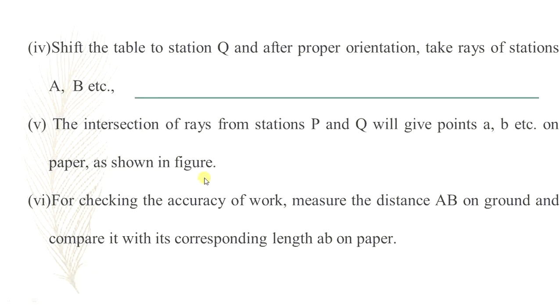After the intersection, that is, when PA and PB and QA and QB intersect each other, we plot the points A and B on the paper. For checking the accuracy of the work, measure the distance AB on the ground and compare it with the corresponding length of AB on paper. To cross verify the accuracy, we measure the actual ground distance of AB and compare it with the length of AB on the paper which I have drawn.